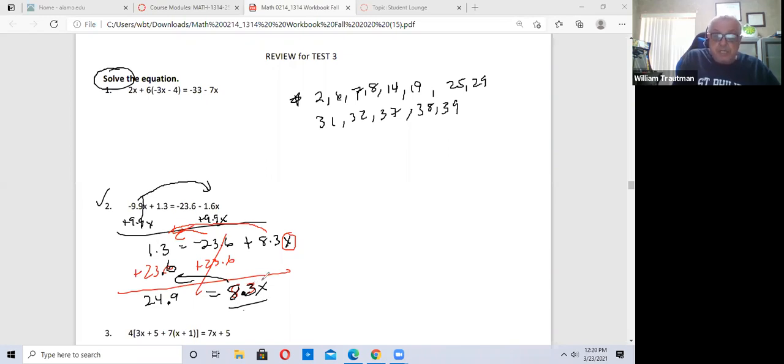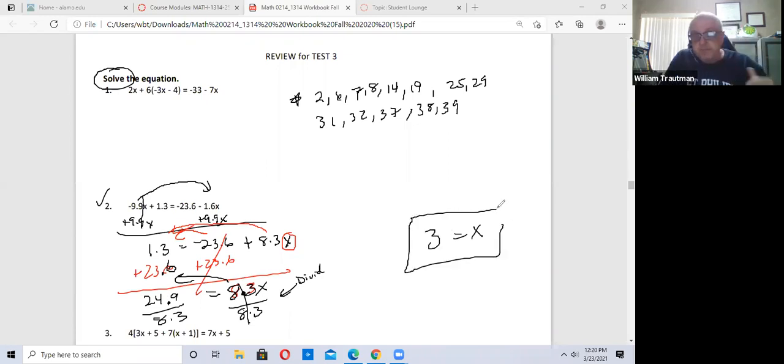It's 8.3 times x, so we're dividing both sides by 8.3. And I'm left with x equals 24.9 divided by 8.3, which on my calculator is just 3. There's my answer.